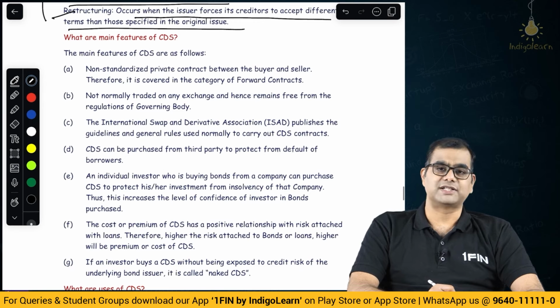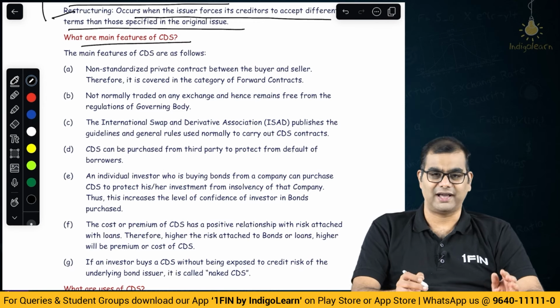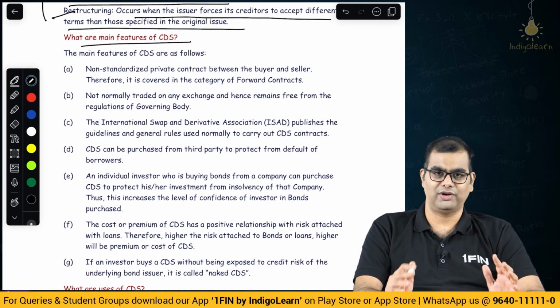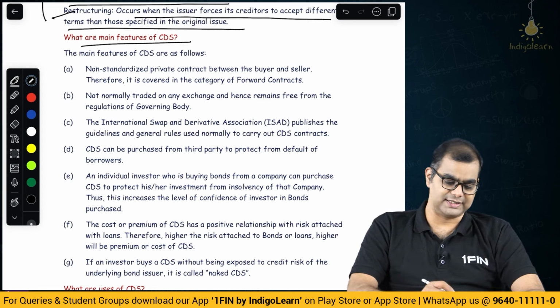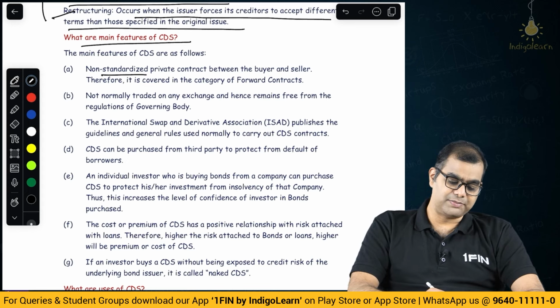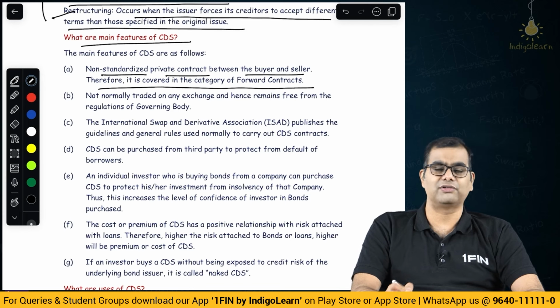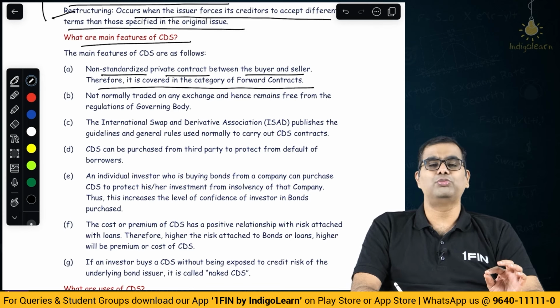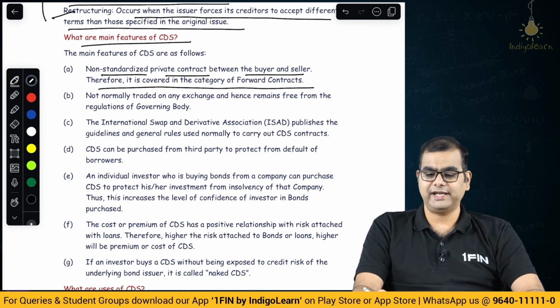Now, let us come to the next aspect. What are the main features of CDS? I have already explained to you a lot of this story. So, you would have understood by now what the features are. Let us see. It is a non-standardized private contract between buyer and seller, therefore it is covered in the category of forward contract. So, it is between two parties. I told you about student A and I told you about Deutsche Bank. It is only between those two.